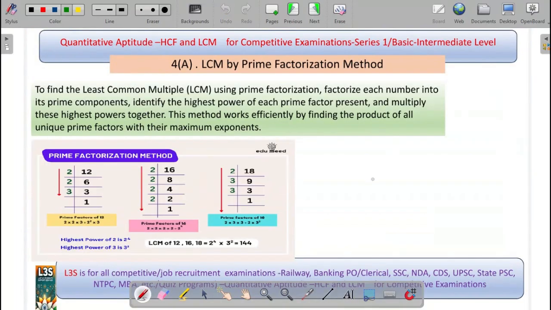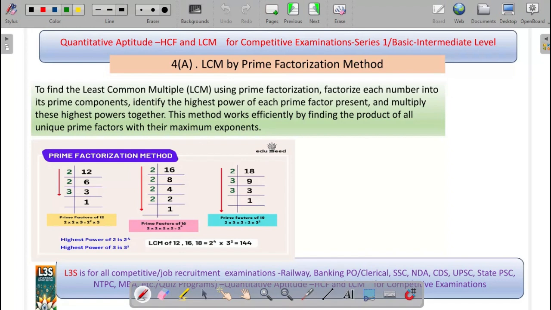First we will see by prime factorization method. To find LCM using prime factorization method, we have to factorize each number into prime components, identify the highest power of each prime factor present, and multiply those highest powers together. This method works efficiently by finding the product of all unique prime factors with their maximum exponents. So we have to find the highest power for each prime factor.